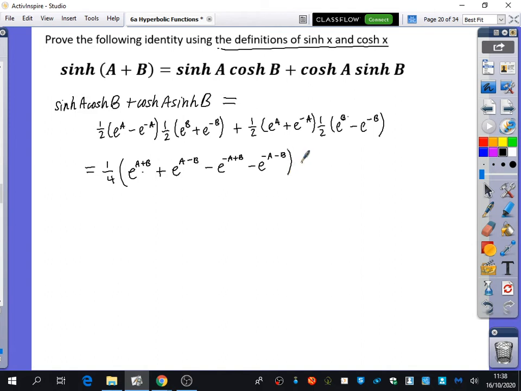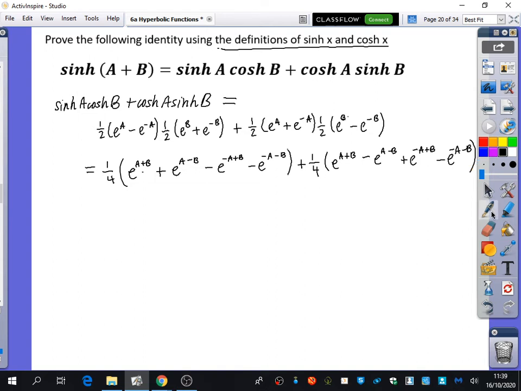And I'm going to do the same on the next part. So I'm going to have a quarter e to the a plus b minus e to the a minus b plus e to the minus a plus b and minus e to the minus a minus b. And now you can see why we needed to have these definitions memorized, because you want to just be able to use them straight away.